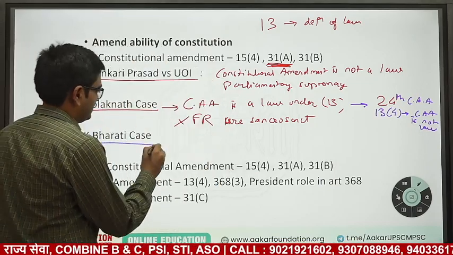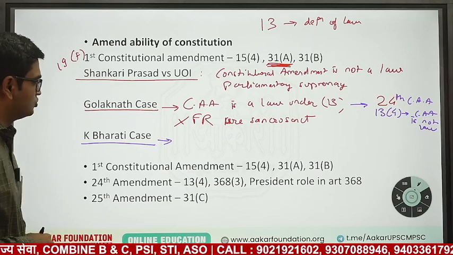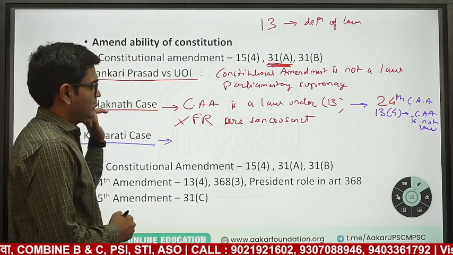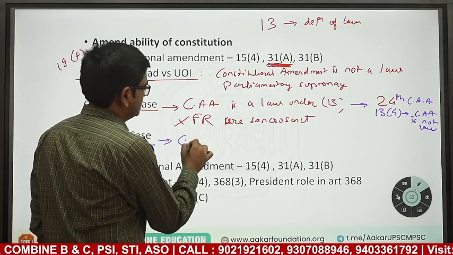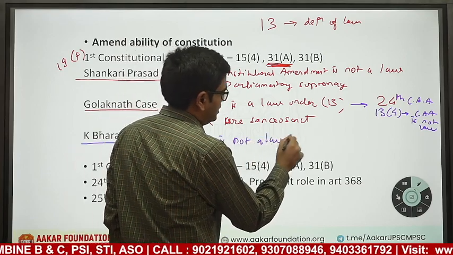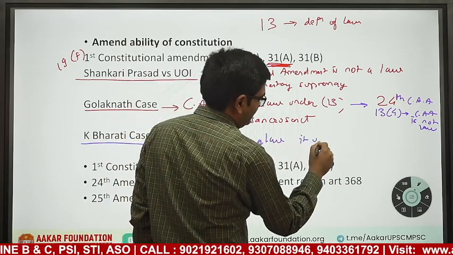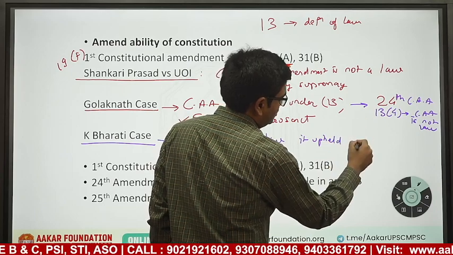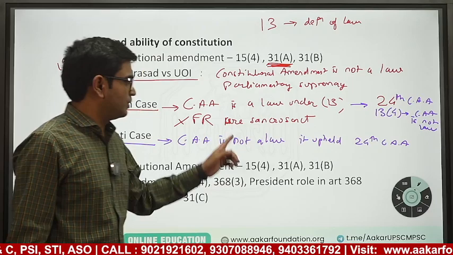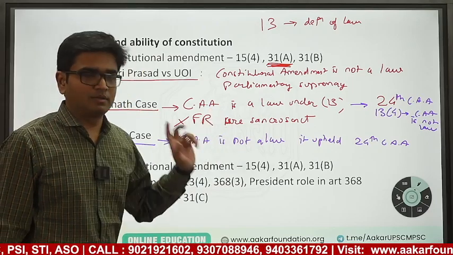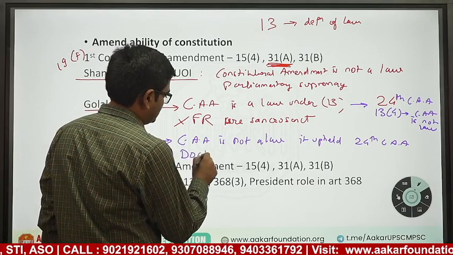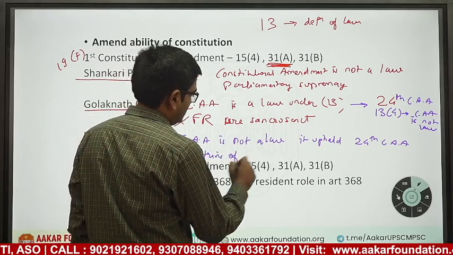Then in the Kesavananda Bharati case, a similar case was raised in the Supreme Court. Now the Supreme Court overturned the Golaknath case. Here the Supreme Court said a Constitutional Amendment Act is not a law. So basically it upheld the 24th Amendment Act. It said it is not a law, but then comes a new thing called the doctrine of basic structure.